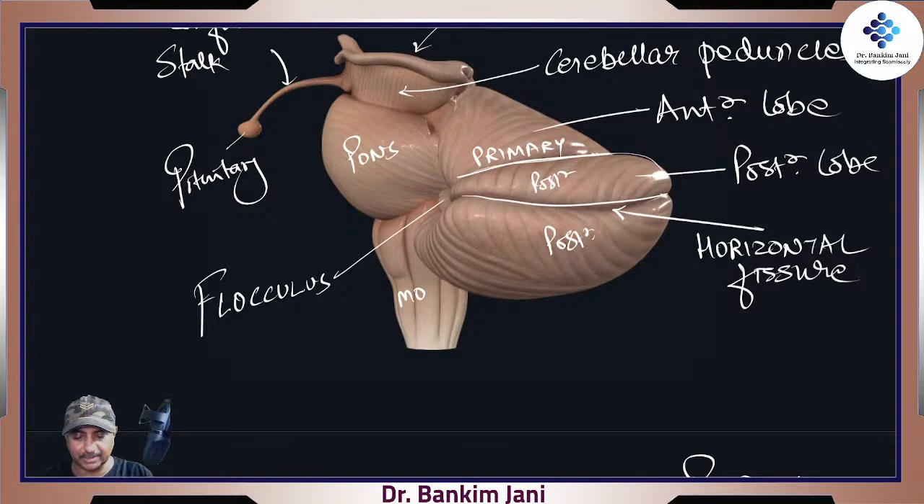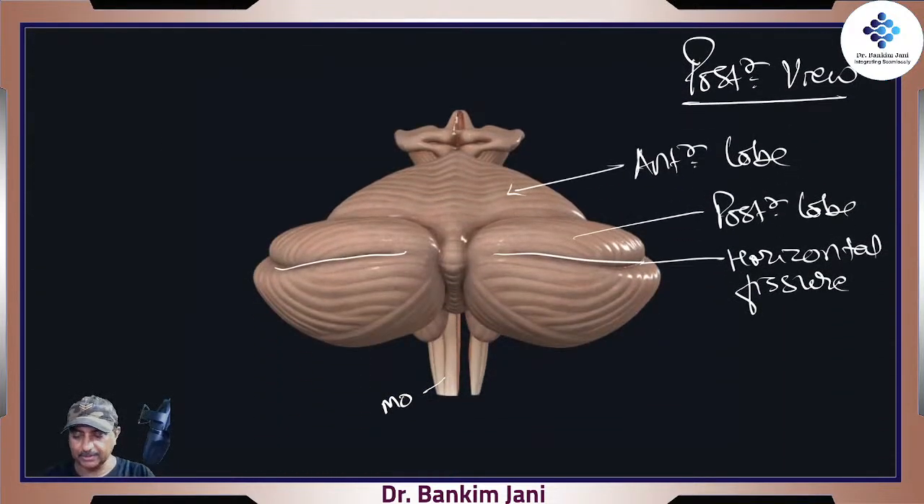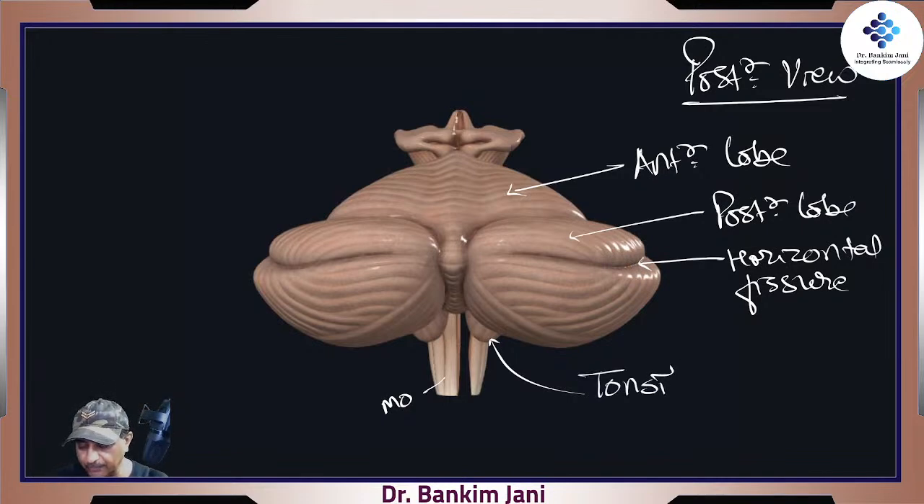So this is the lateral view, and it will give the posterior view also. It is seen fully. I just remove this thing from here. So that's the horizontal fissure, dividing the posterior lobe. There is something over here which is just protruding. This is called the tonsil, tonsil of cerebellum.